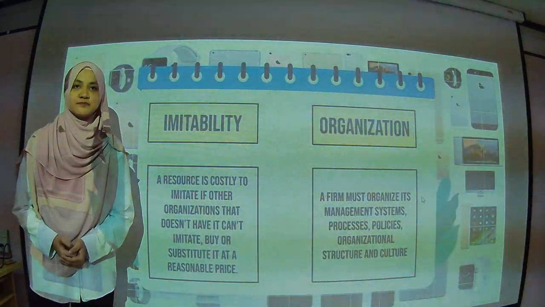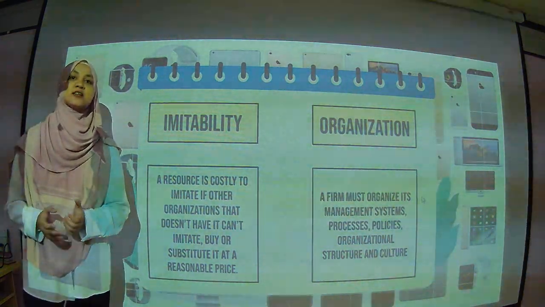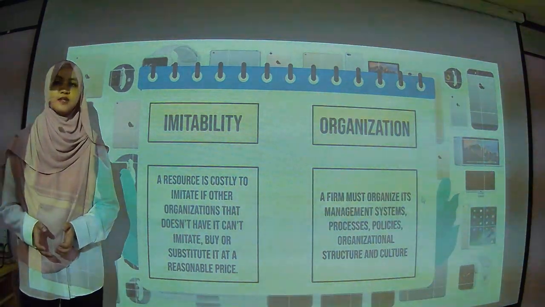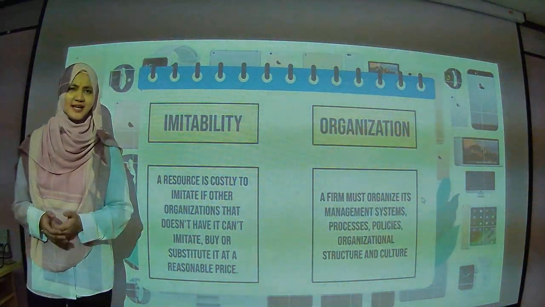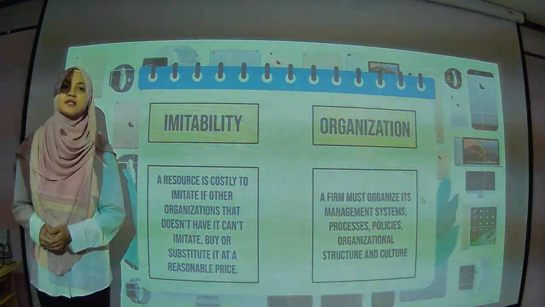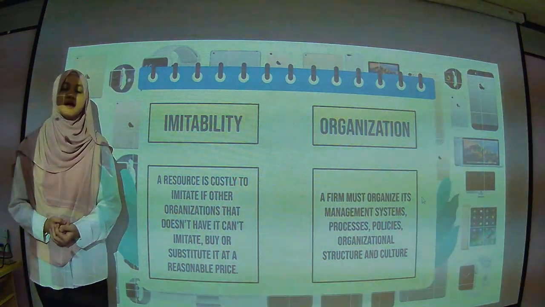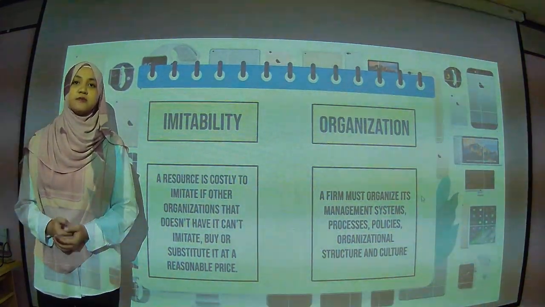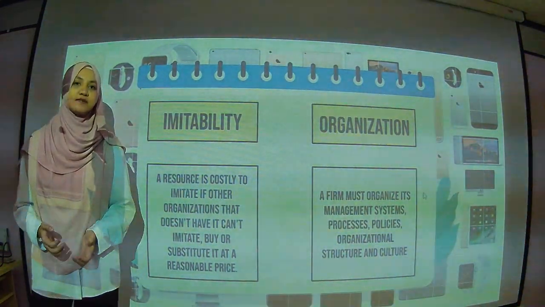Next is imitability. A resource is costly to imitate if other organizations that don't have it can't imitate, buy or substitute it at a reasonable price. Imitation can occur in two ways, by directly imitating, duplicating the resources, or by providing a comparative product or service.